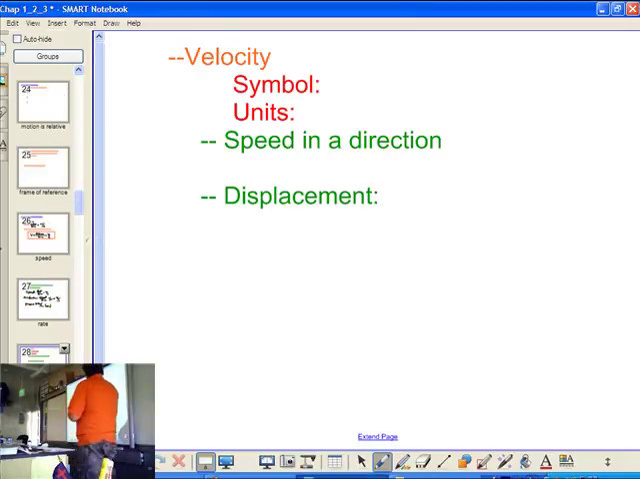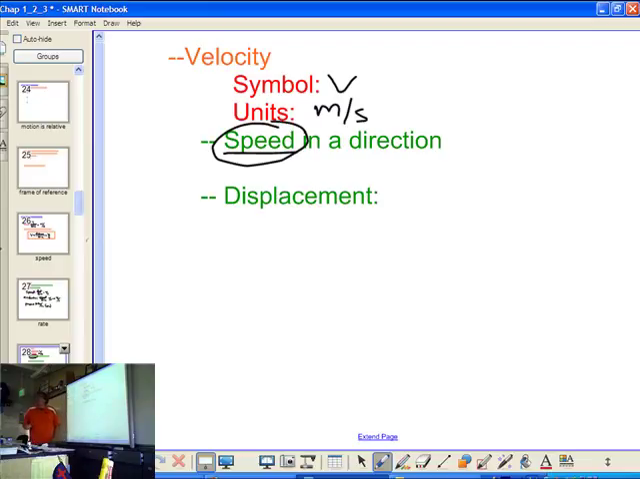So, which leads us to velocity. Why is speed a v? Well, because we get it from velocity. Our symbol is a v, and you think, well, that's the same as speed. Well, that's because speed is part of velocity. Speed is the how much part of velocity. So velocity is speed in a direction. Our unit is still the meter per second.